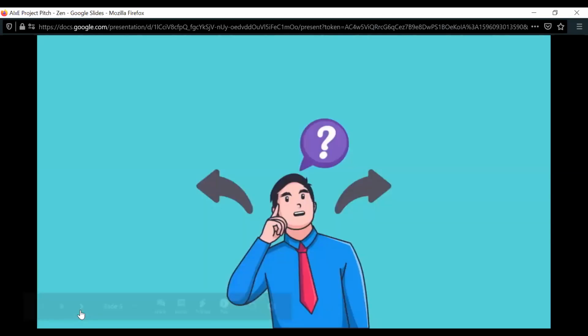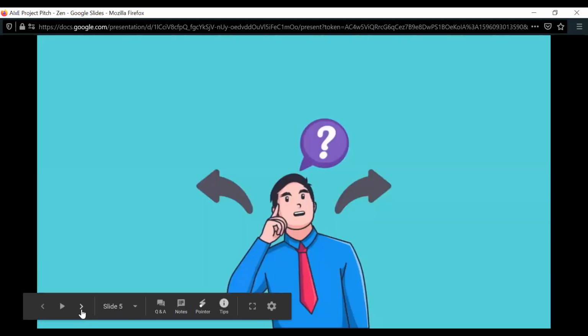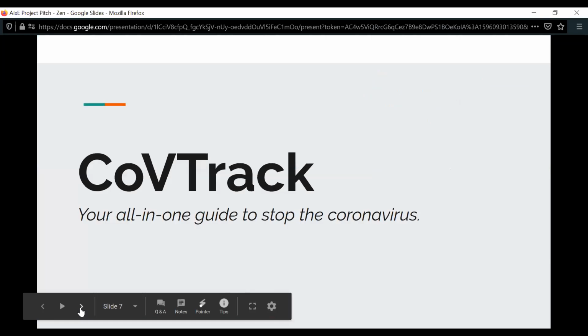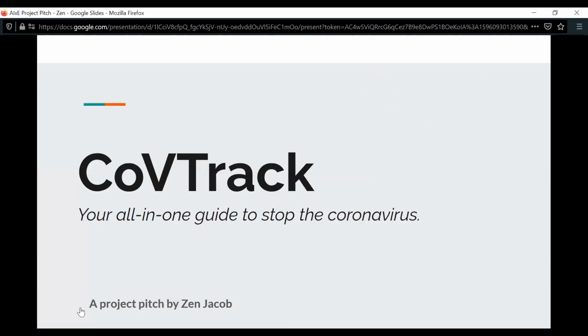So, I got to thinking, all right? I thought about these exact same questions and I came up with an idea. All right. So yeah, that's a picture of me. And I thought about an idea that benefits not just one or two sections of society, but society as a whole. An idea that would benefit not just the COVID patients, but also the general public, the frontline workers, the government, everyone. All right. And here it is. I present to you COVID Track.